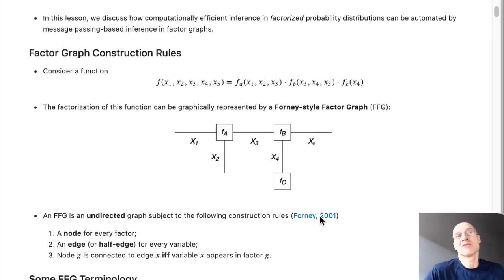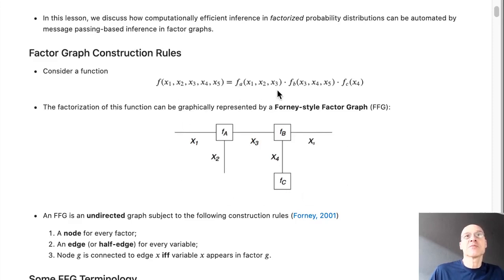Visually, or the definition, how do we come up with a graph? Well, if I have here a function f of 5 variables, and assume that it is broken down into these 3 functions, fa of x1, x2, x3 times fb of x3, x4, x5 times fc of x4, we can represent it like this.